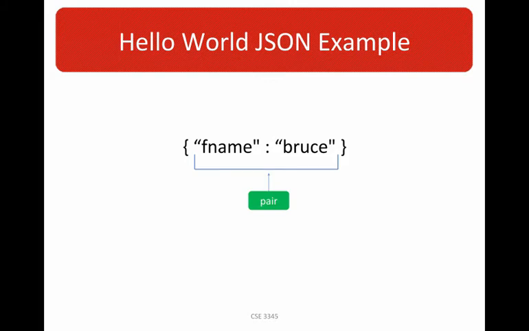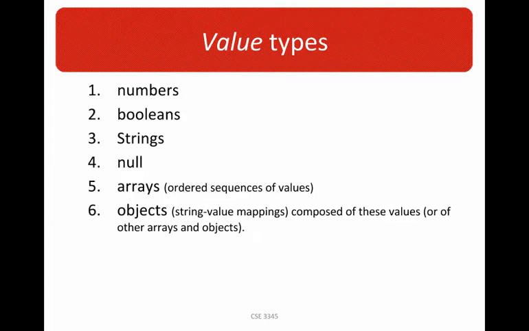Looking at this in more detail, as we know, pairs have a name and a value. The very first one, fname, is its name, and then we have the value Bruce. What's important to note in JSON is that every single name needs to be a string. You have to have it inside of quotes. If I were to remove these quotes, we would have invalid JSON. However, this value right here can be several different data types. As I said earlier, it can be a number, it can be a Boolean, it can be a string, it can be null, it can be an array, and it can be an object.